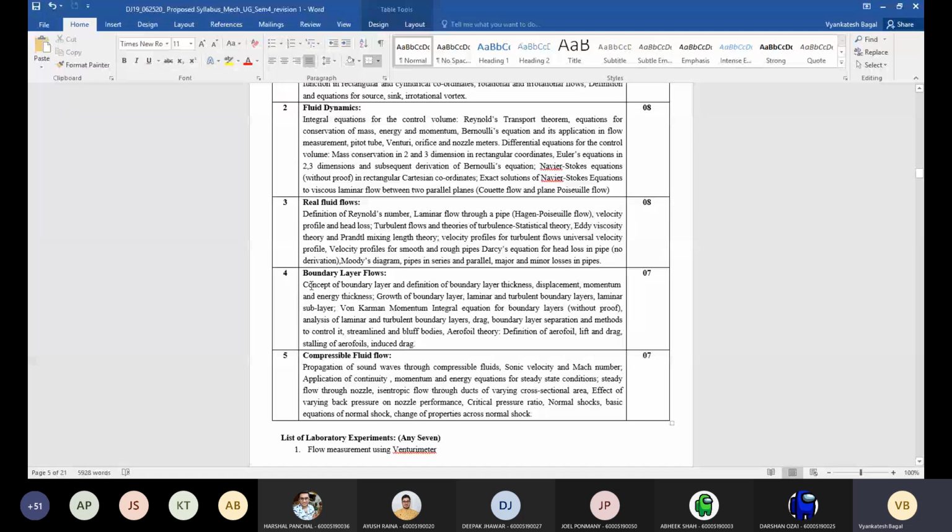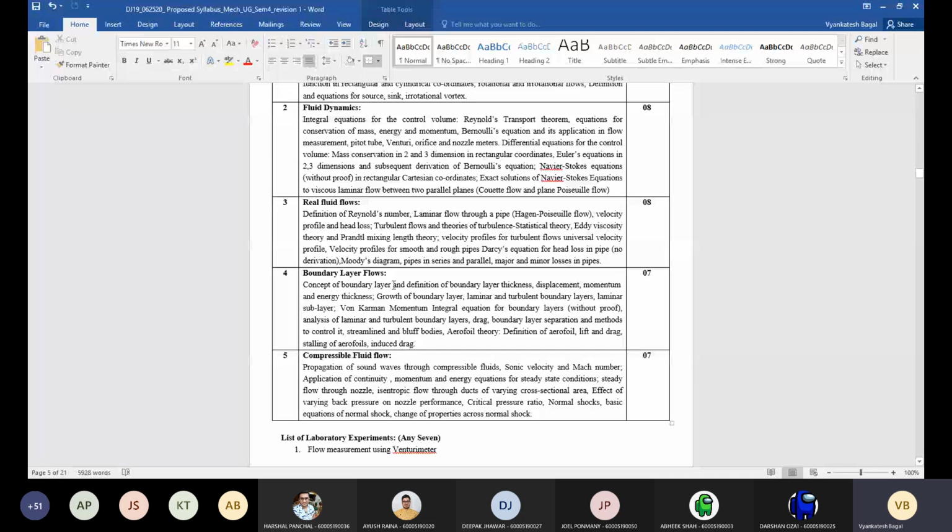boundary layer flows. This is actually a very lengthy topic, but I'm supposed to cover it in 7 hours. And the treatment for the UG course is very superficial for this. However, if you go to a master's program, there is a separate course on this boundary layer. Separate course, I said. Okay. But for our case, we will have a superficial treatment of the boundary layer flows.